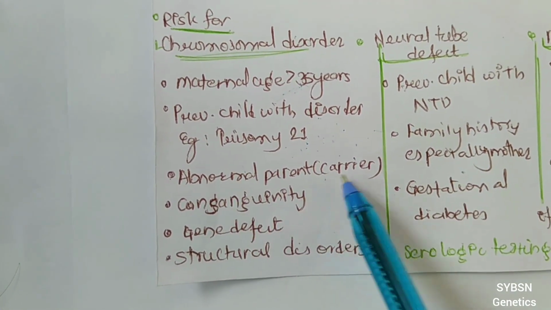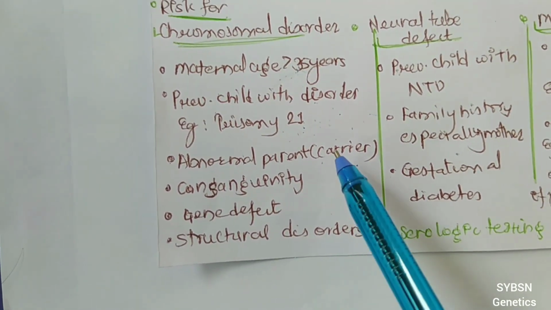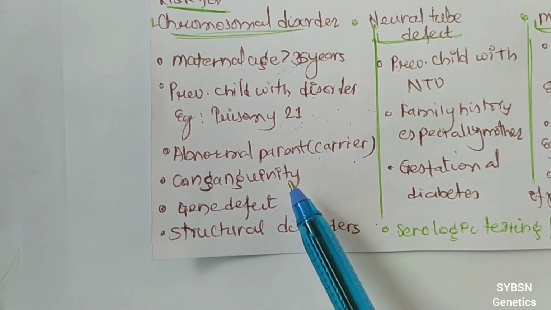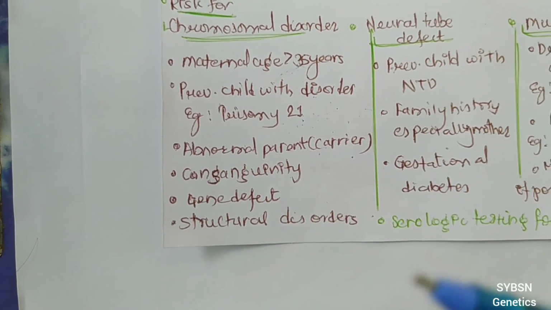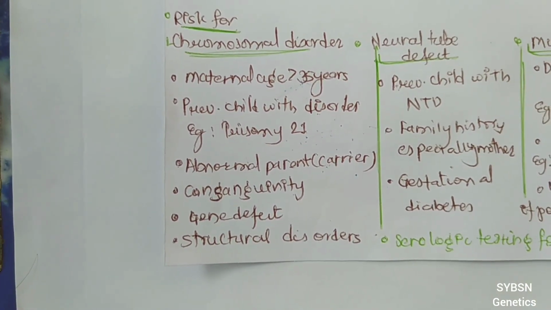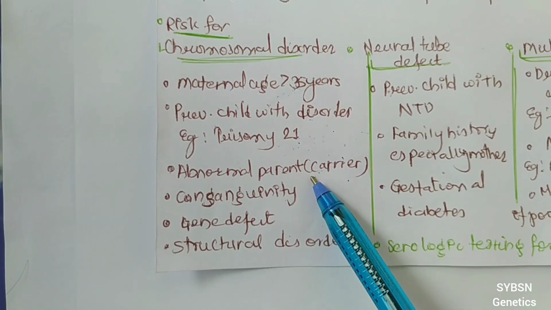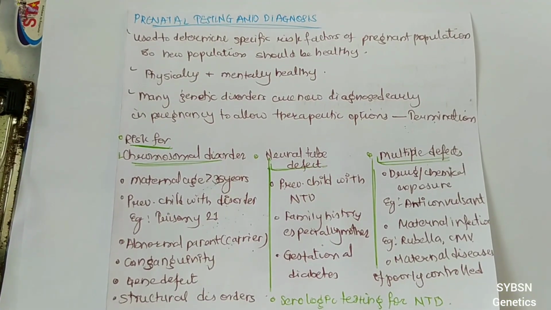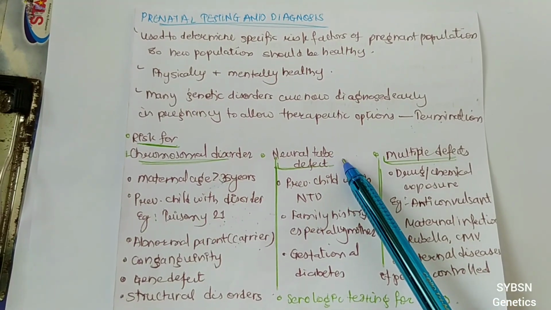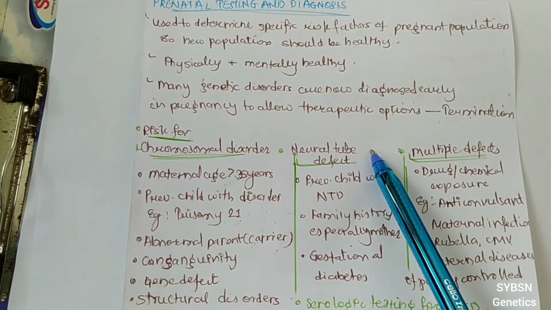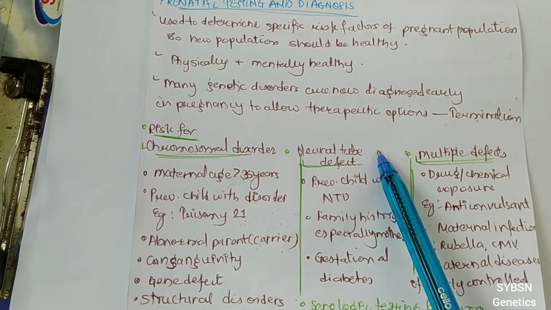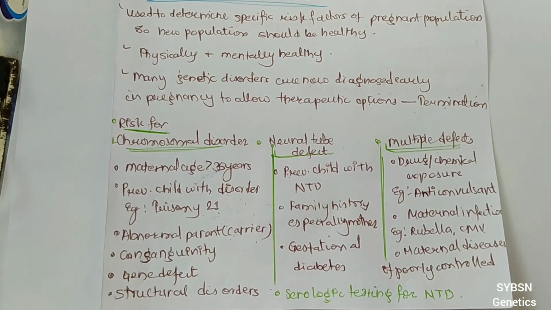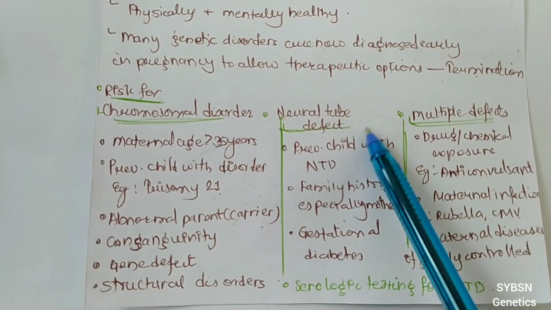Next, you have abnormal parent, that is a carrier. Over here, the parent can be a carrier of any chromosomal disorder. Consanguinity is marriage in the same family, having blood relations with a common ancestor. So that is consanguinity. Next, you have gene defect and structural disorders. The next risk factor which we cover under prenatal testing is neural tube defect. Neural tube defects are malformations which may result from defective closure of the developing neural tube. So there won't be a proper closure of the neural tube which is developing in a fetus.